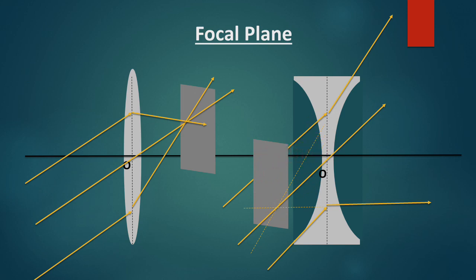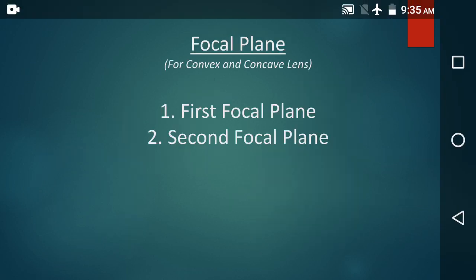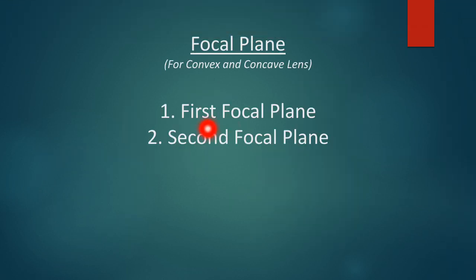So now we have two focal planes. We have the first focal plane for a lens, and we have the second focal plane for a lens, because we have two focal points, first and second. Correct? So this is all. Thank you.